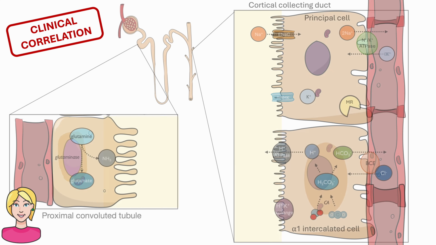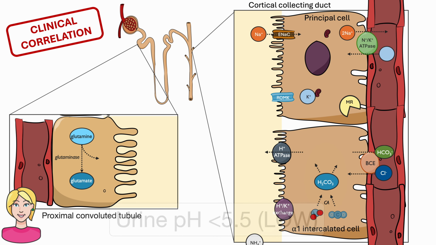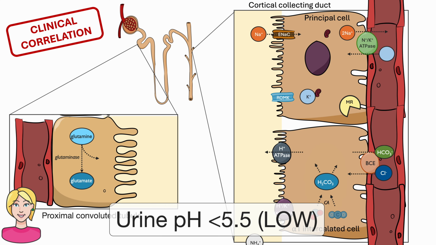So in this setting, how do you expect the kidney to respond? If you answered by increasing hydrogen ion secretion, enabling bicarbonate generation, as well as upregulating ammonium excretion, you are correct. Now the next question is, what would you expect the urine pH to be? Correct also, it should be low, less than 5.5 approximately.